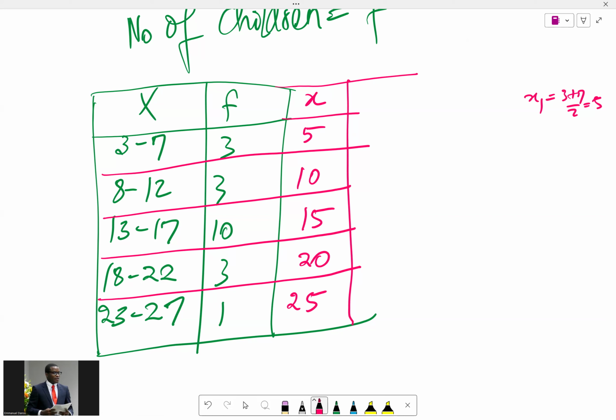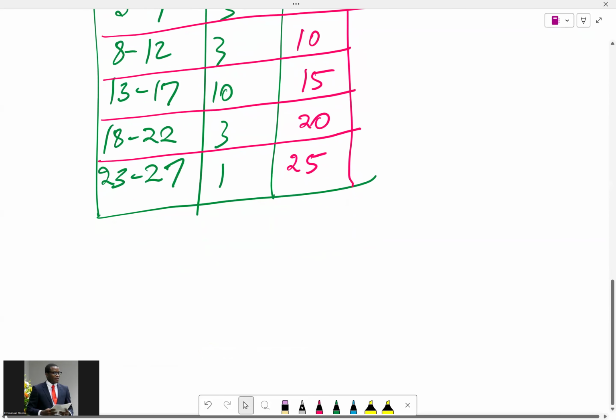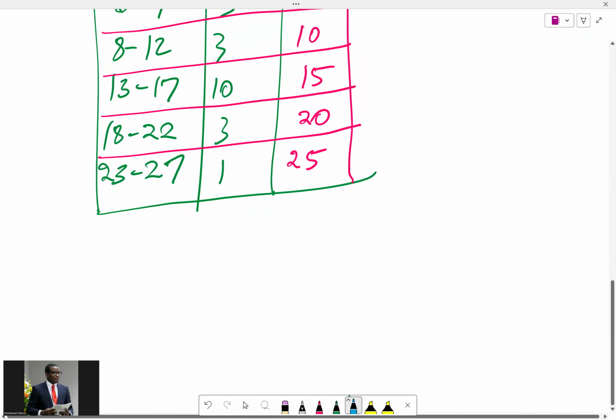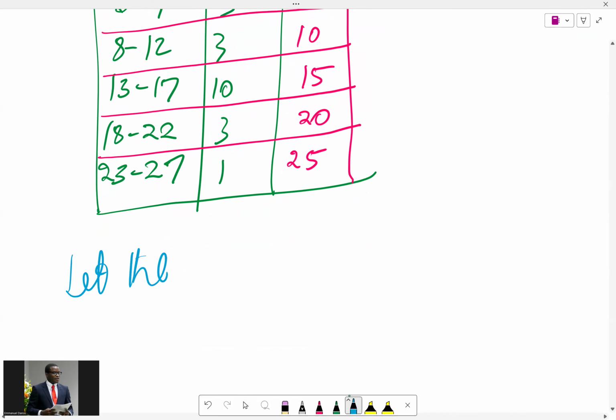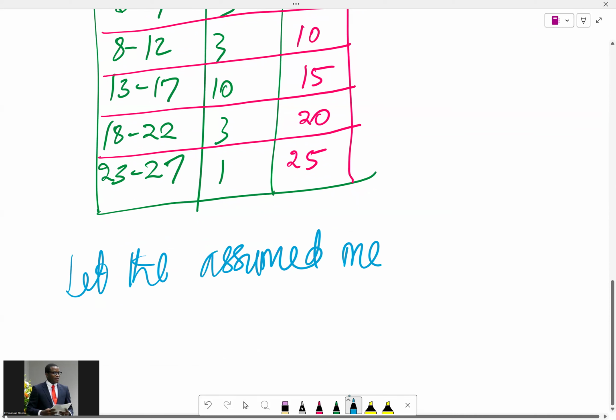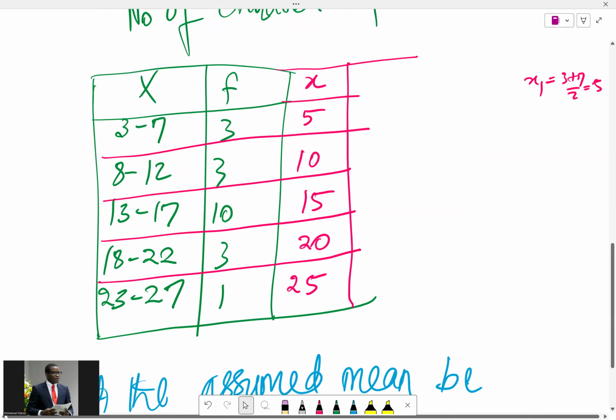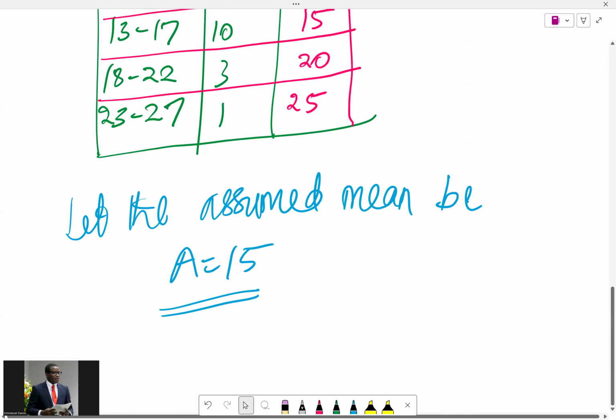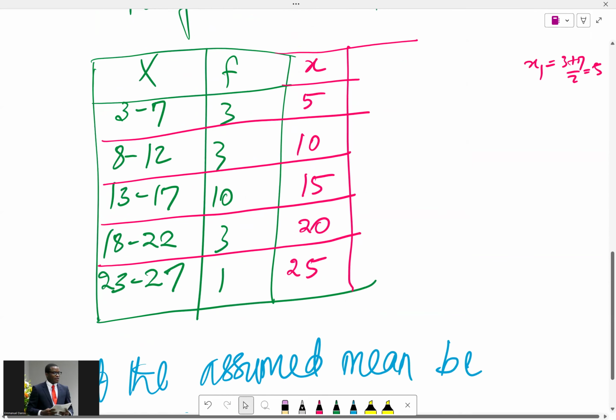Now that all of that is sorted, we can take an assumed mean. Let the assumed mean be A equals 15. You're just assuming, so it can be anything at all. You can choose whatever you like as your assumed mean. So feel very free, but I think it's always good if it falls within the data, though you can pick anything for that matter.